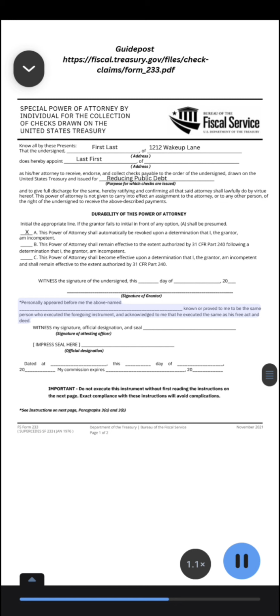Personally appeared before me the above named, blank, known or proved to me to be the same person who executed the foregoing instrument, and acknowledged to me that he executed the same as his free act and deed. Reducing public debt. Guidepost.